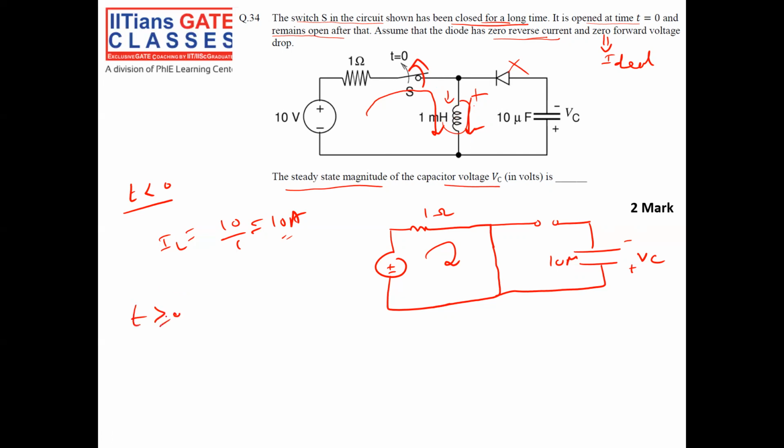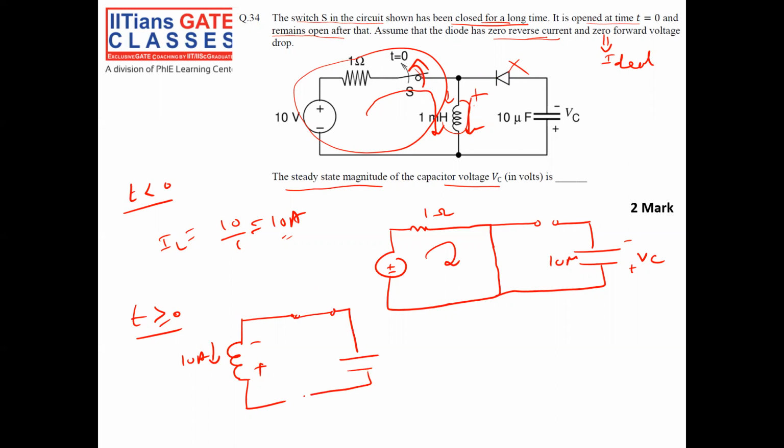t greater than or equal to 0, what will happen? Since the switch is open, this is not in the picture, right? What will happen to my inductor voltage? Inductor voltage will be changing like this to make a 10 ampere current flow through the inductor in the same direction, right? Then since the voltage is reversed, the diode will be forward biased, and my capacitor will charge.